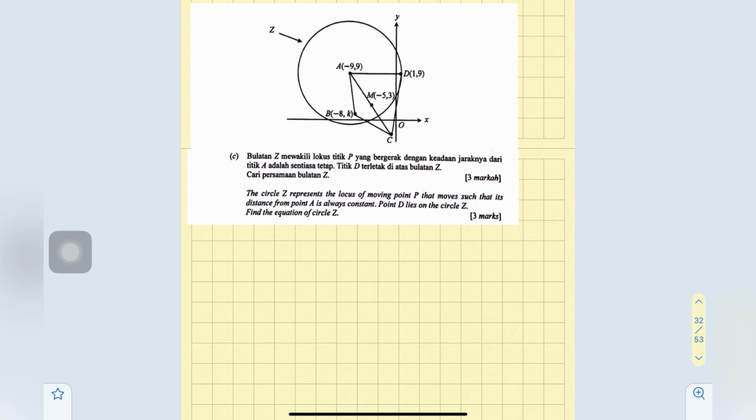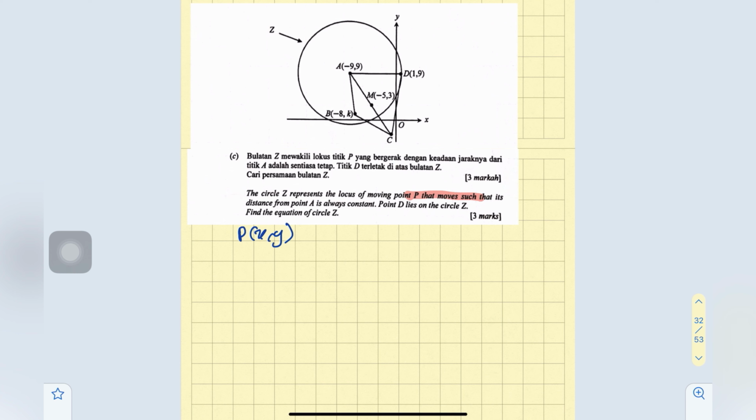Okay, (c) the circle Z represents the locus of moving point P that moves such that its distance from point A is always constant. Point D lies on the circle Z. Find the equation of circle Z. Okay, so nak cari equation of circle Z ni maksud kita kena cari dia punya locus lah. Equation of locus. Okay, so apa ayat dia? Daripada ayat ni kita kena create equation. So first of all dia kata P is moving point. P move. Okay, so P ni (x, y) moving point, kita sentiasa wakilkan dengan (x, y).